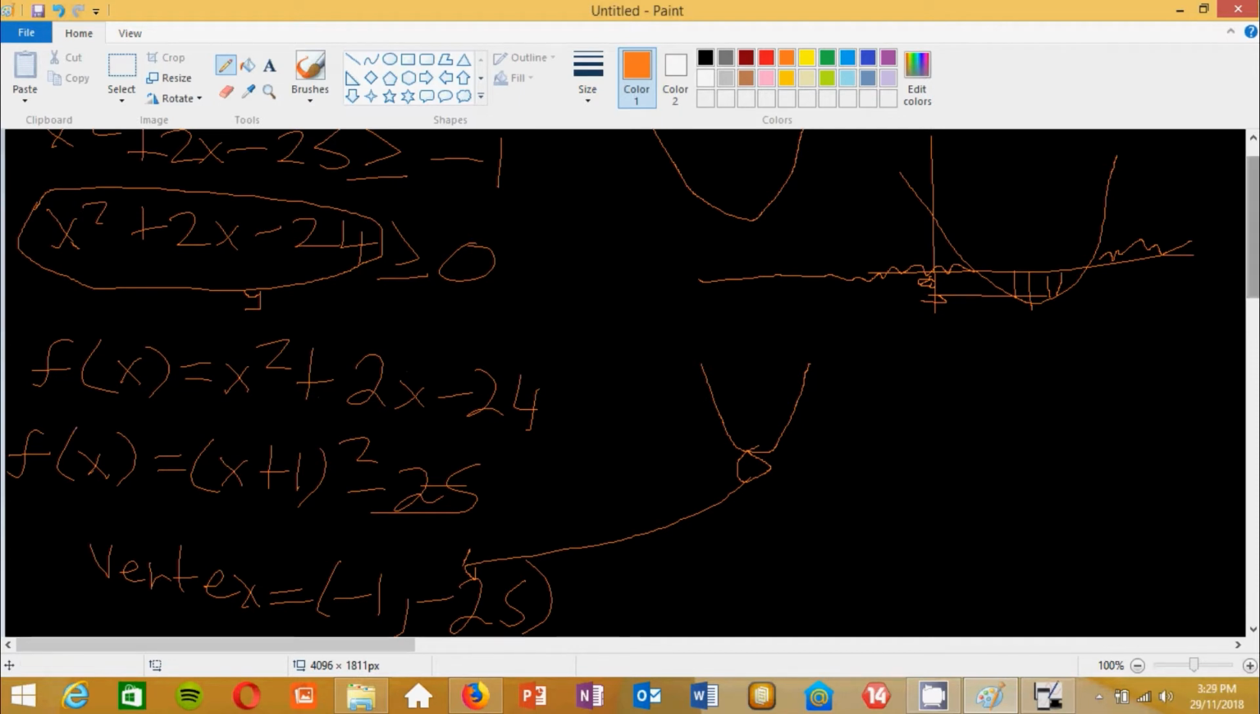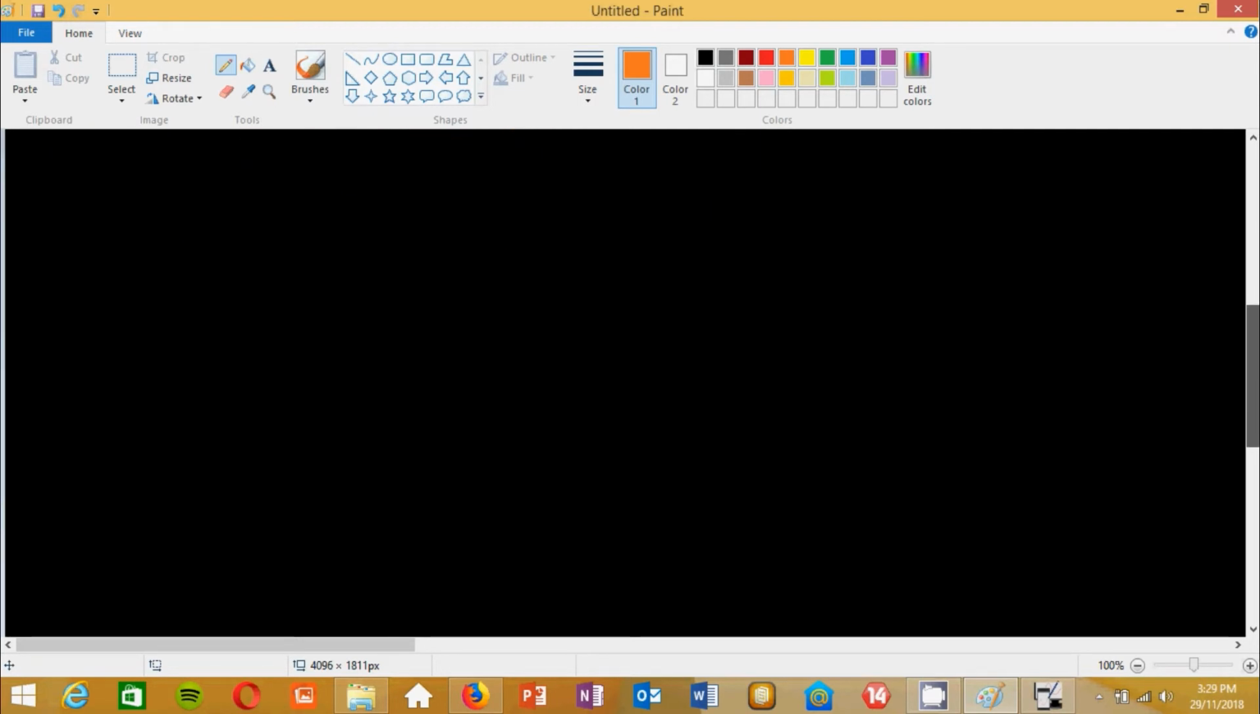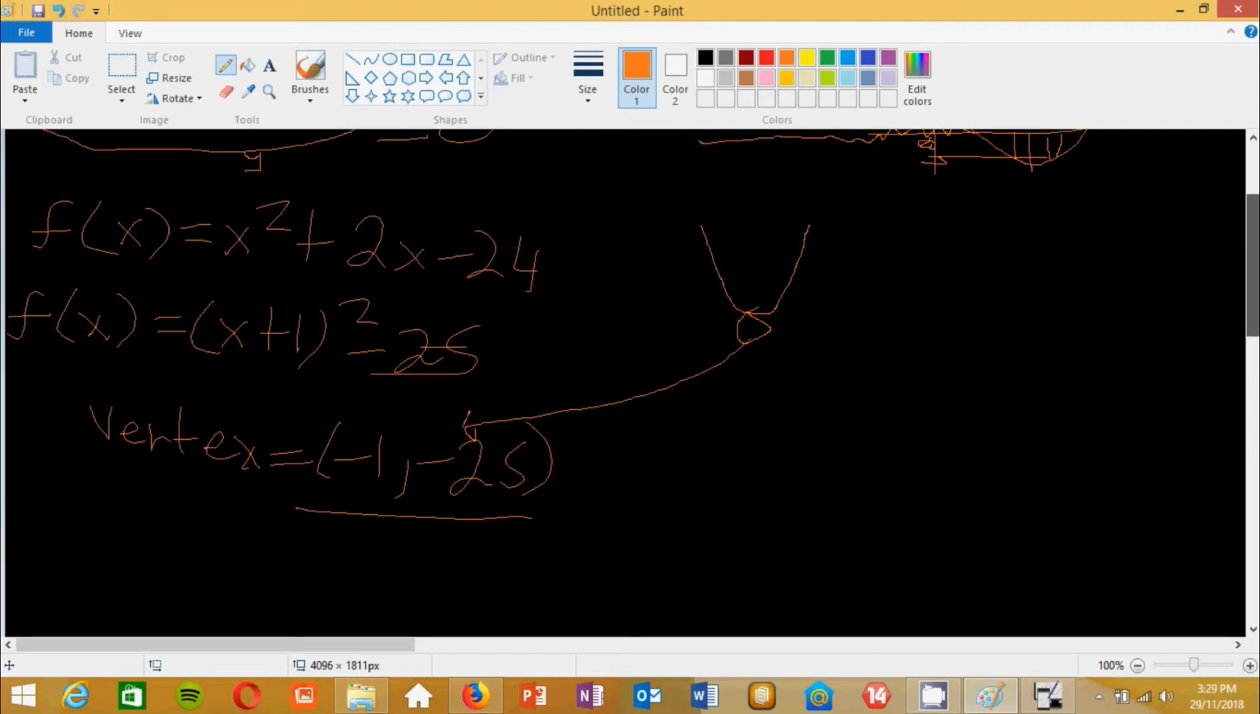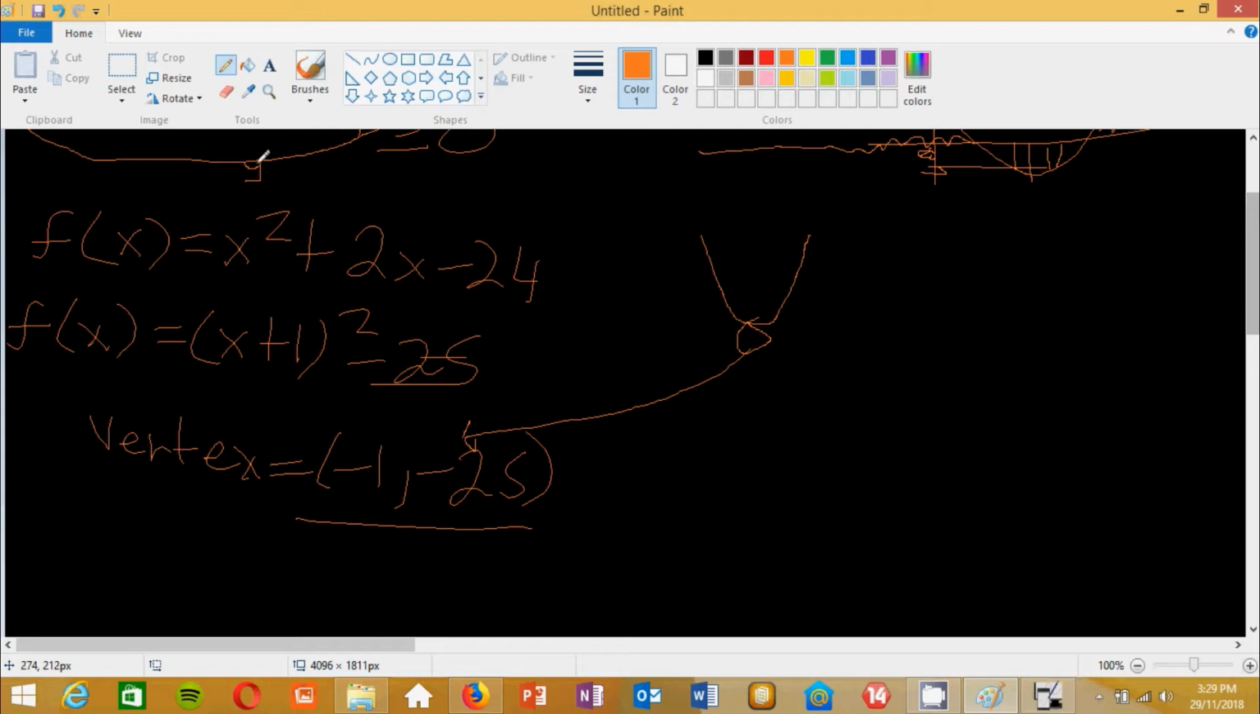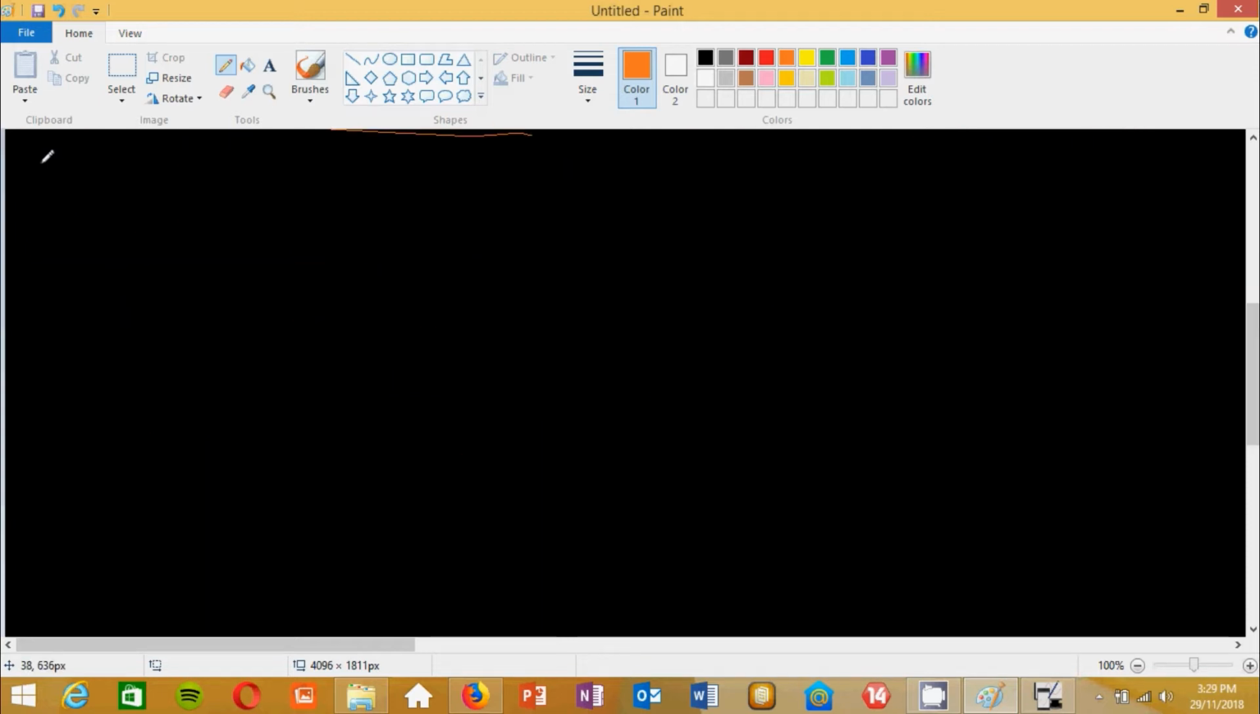Now the next step in sketching this function is to solve this quadratic equation. We want to know where this graph cuts the x-axis, and to know where the graph cuts the x-axis, we're going to equate this function to 0. We're going to solve the quadratic equation f of x is equal to 0.